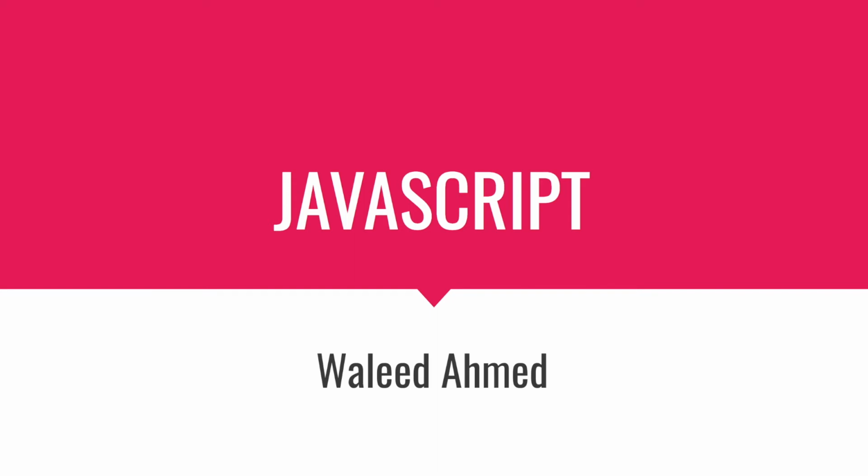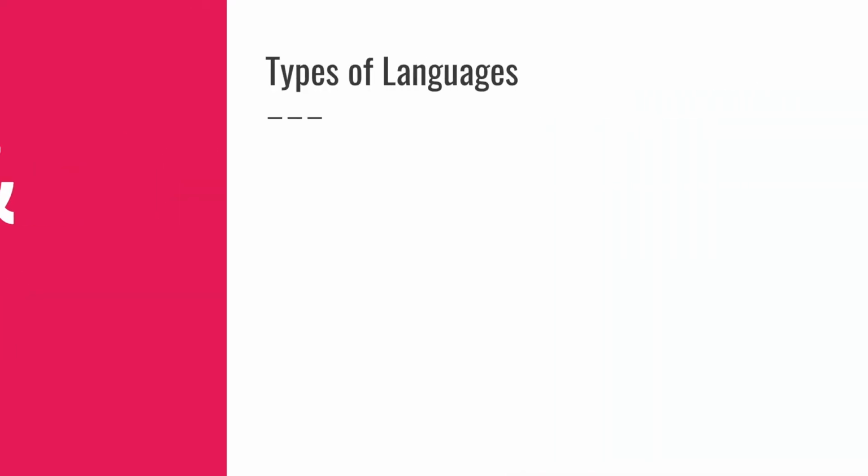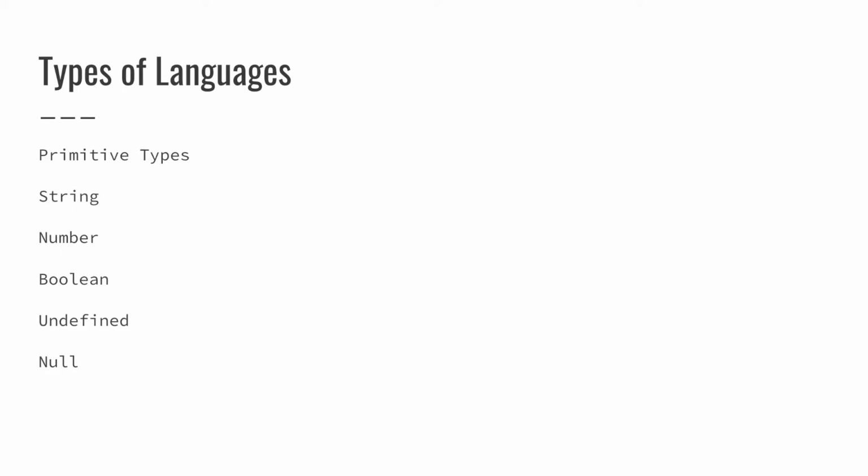And in this video, we are going to talk about objects and arrays in JavaScript. So far we have talked about primitive types, in which we have seen string, number, boolean, undefined, and null. Now we are going to explore reference types. In reference types, we have objects, arrays, and functions.